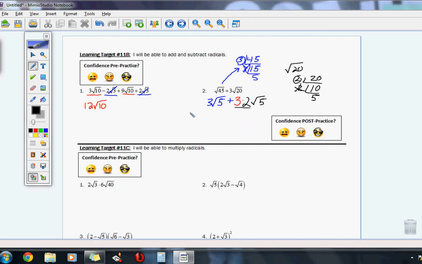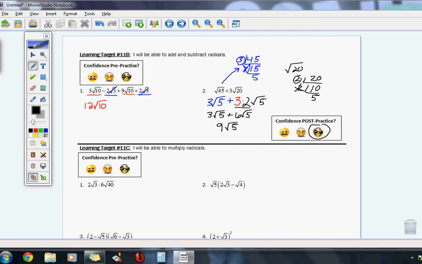But I have to do that multiplication there. So this becomes 3 times the square root of 5 plus 3 times 2, 6 root 5. Now I can finally do this addition because the radicals are the same. 3 plus 6 is 9 times the square root of 5.